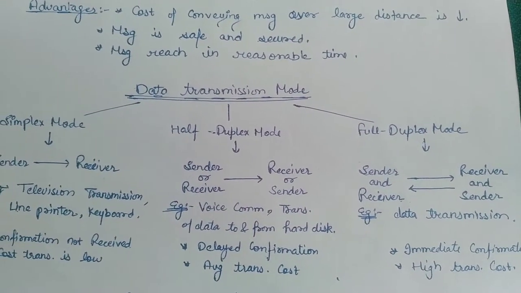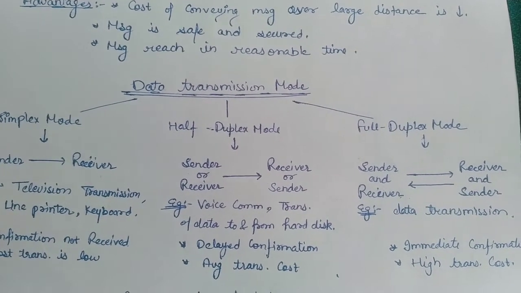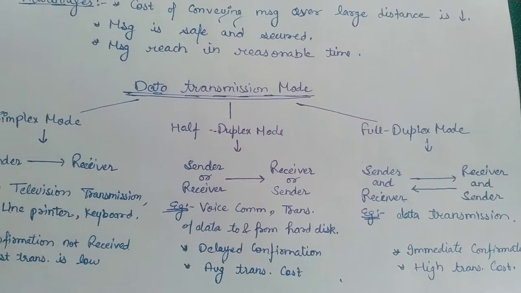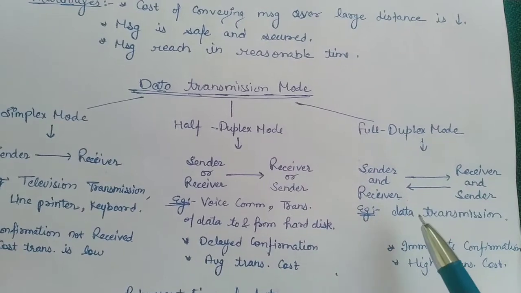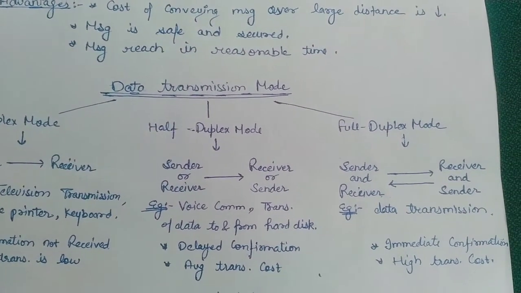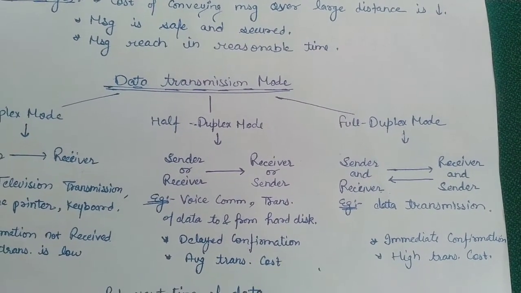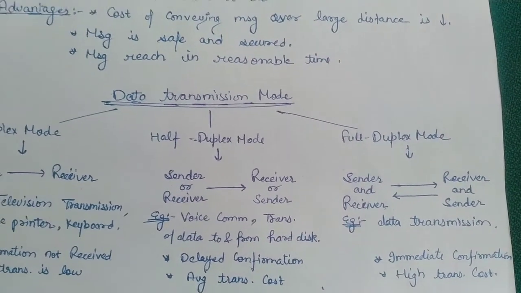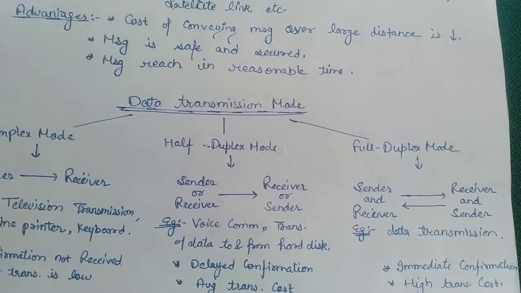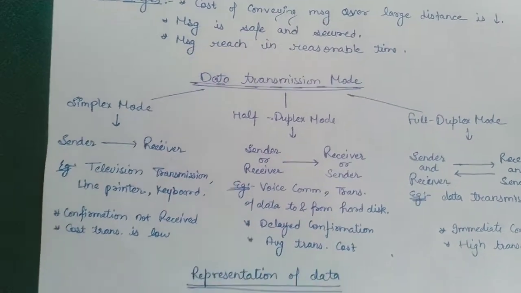In the full duplex mode, both the sender and receiver can send and receive the data at the same time. An example of full duplex mode is data transmission. In the full duplex mode, confirmation of sending or receiving the data is immediate, but the cost of data transmission is high in the full duplex mode.